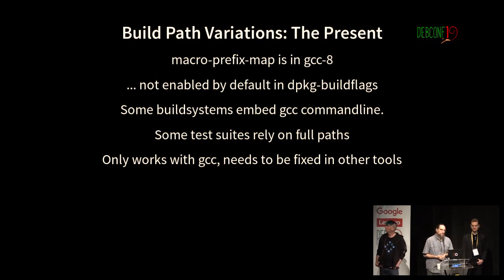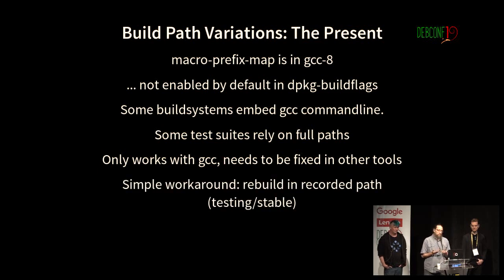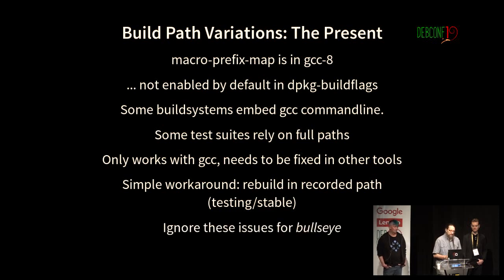And it also only works with GCC. It needs to be fixed in other tools like LLVM or any number of other compilers or toolchains. The simple workaround, which we've been doing for the entirety of the Buster release cycle and will continue to do, is that on testing and stable, we don't vary the build path. We rebuild in the same path, and that information is recorded in the buildinfo file so we can get it. So essentially, at least at the moment, we're looking at ignoring these for bullseye.